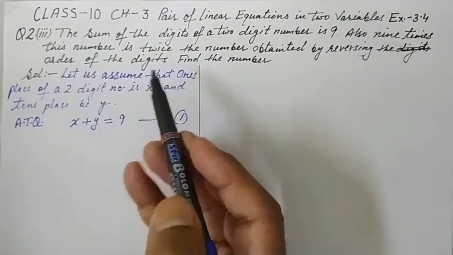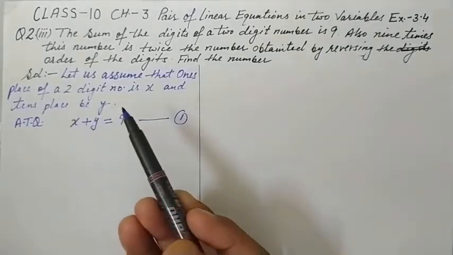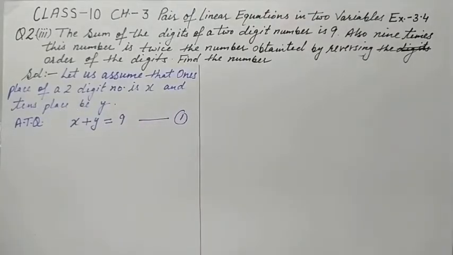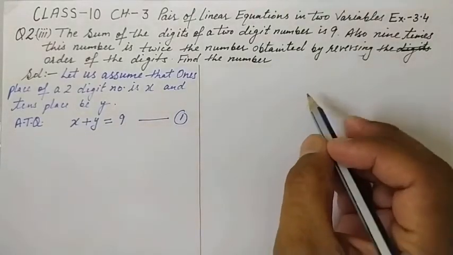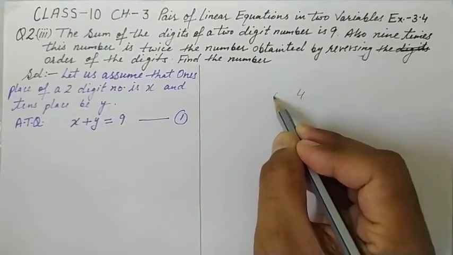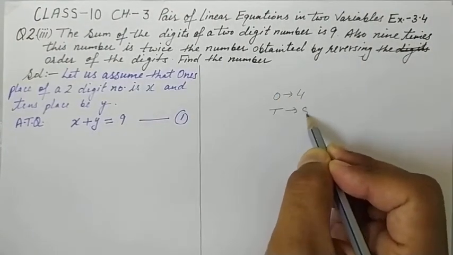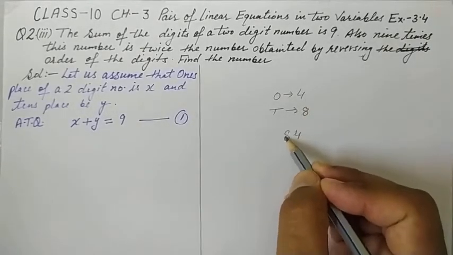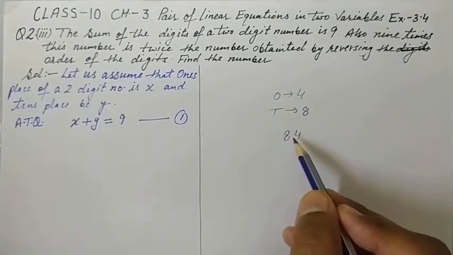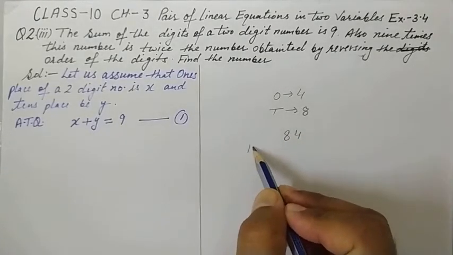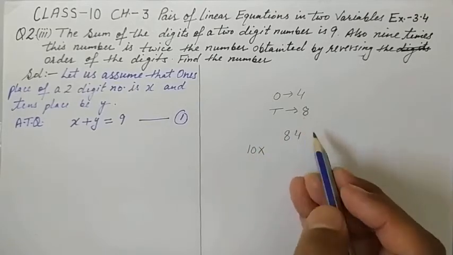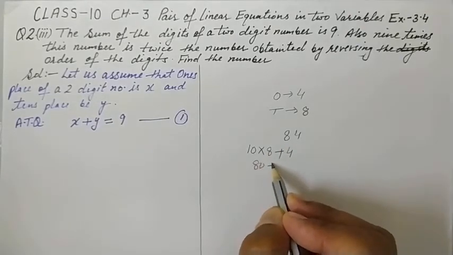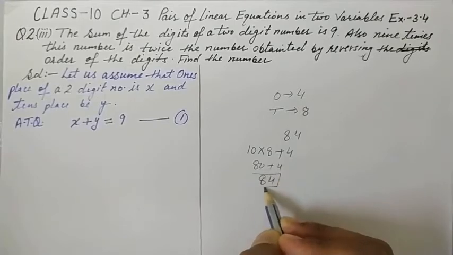Now next, 9 times this number is twice the number obtained by reversing the order of the digits. So first of all, we should find out what the number is, where the ones place is x and the tens place is y. Suppose I have a number in which the ones place is 4 and the tens place is 8. Let's see what that number is. It is the number 84. So how can we find this 84? This is the formula: 10 into the digit at the tens place plus the ones place. So 10 times 8 is 80 plus 4. Then we come to know that it is 84.